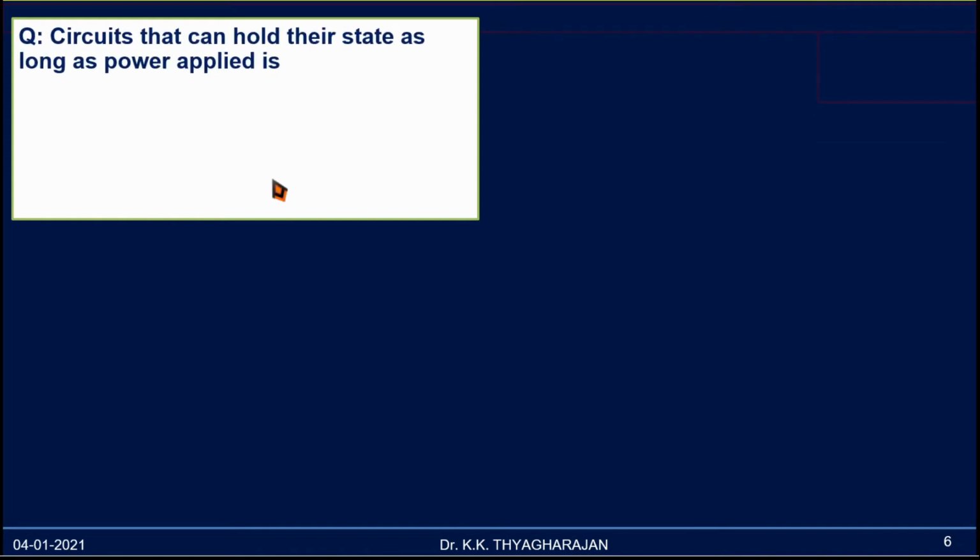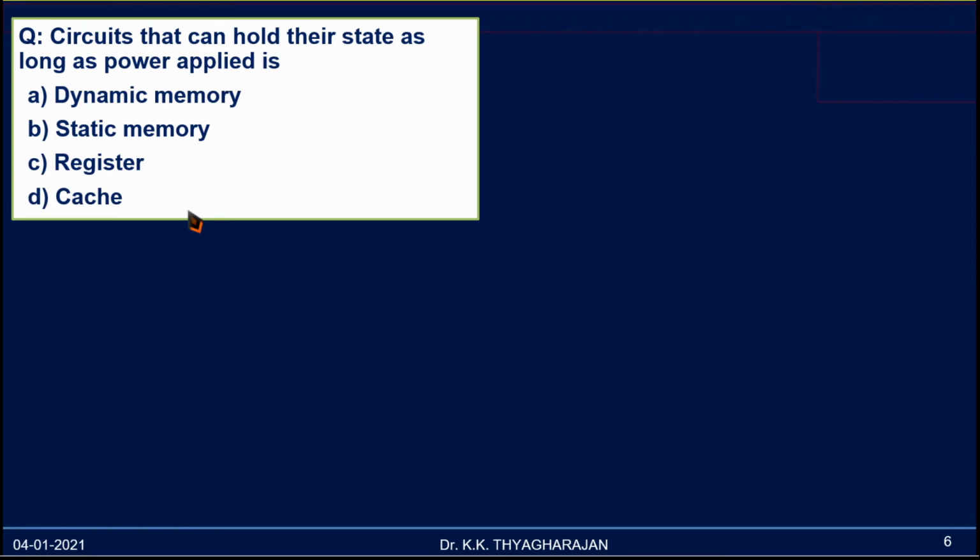Now let us see the first MCQ. Circuits that can hold their state as long as power is applied are: dynamic memory, static memory, register, and cache. Only static memory will hold the data when the power is on. If the power is off, then the data will be lost. So the correct answer is B.